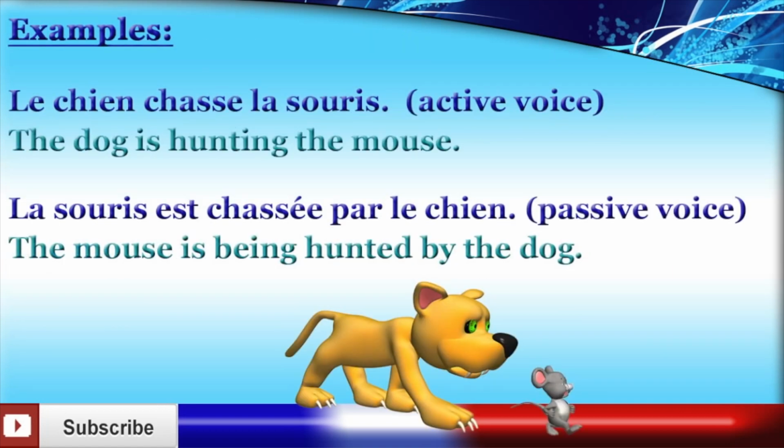For example, le chien chasse la souris, the dog is hunting the mouse. This sentence is in the active voice because it is the dog that is hunting the mouse. La souris est chassée par le chien, the mouse is being hunted by the dog. This sentence is in the passive voice because la souris, which is the subject, is being hunted. It's not the one actually hunting. So basically, la souris is being done to, whereas le chien is the doer.